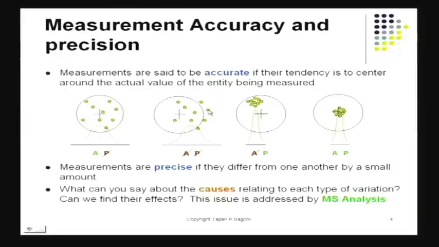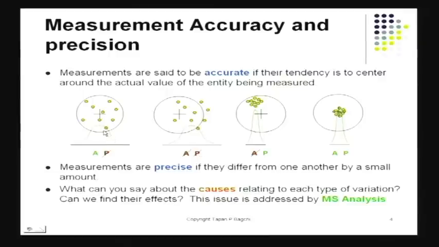Also look at the wide spread, which is shown by this little bell curve here, which shows the distribution of all these shots. And again I say there's a wide distribution here that implies that this system also lacks precision.